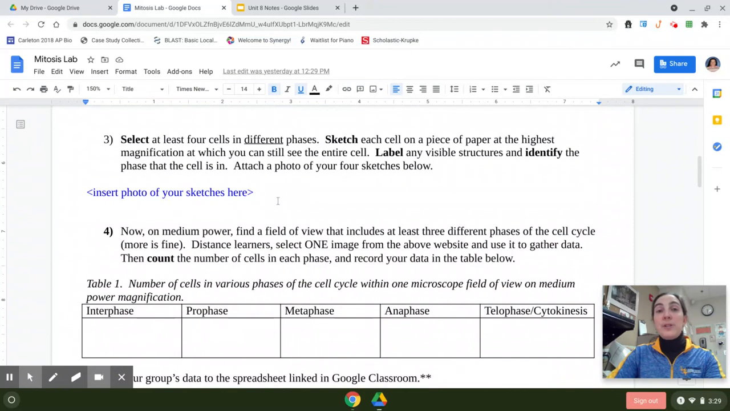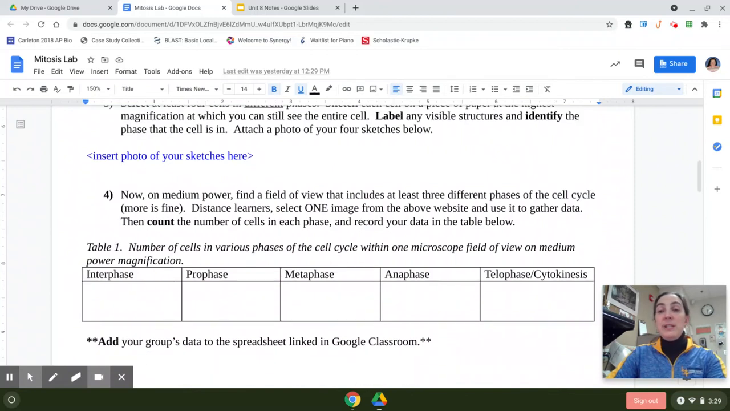You need to pick out 4 cells that are in 4 different phases, and for each one, label any structures you can see, cell wall or chromosomes or the nucleus or whatever is visible at that phase, and identify the name of the phase. And you have to insert a photograph of your sketches right there.